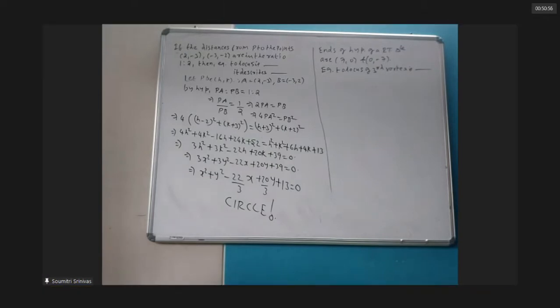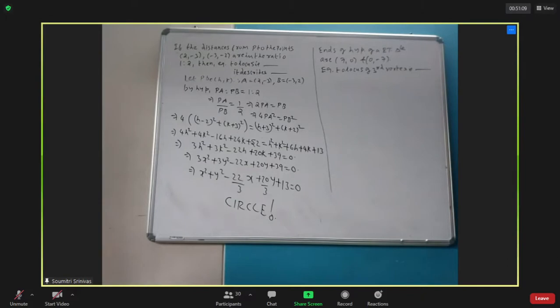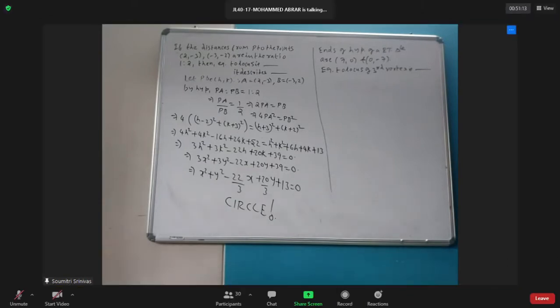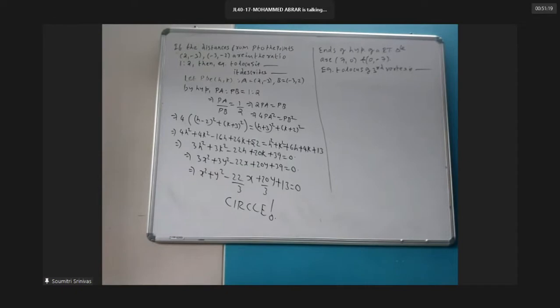Sir, in this problem we found 2PA equal to PB. Then why are you squaring after that? Because you will have a square root. No, how can you simplify square roots? PA will have a square root, PB will have a square root. You cannot simplify; you have to eliminate the square root. Yes, sir. Got it.